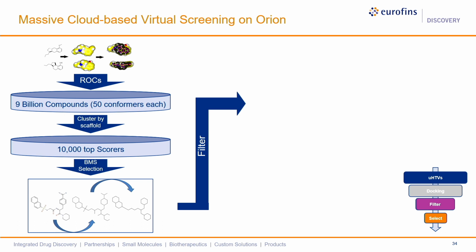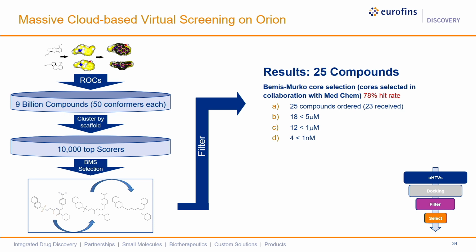Once you identify these BMS cores, you filter them again with ADME predictions. From this approach, we identified 25 compounds. We synthesized and received 23 compounds. Now, the very interesting part is we got around 18 compounds that had potency of less than 5 micromolar. Now, that's a 78% hit rate.